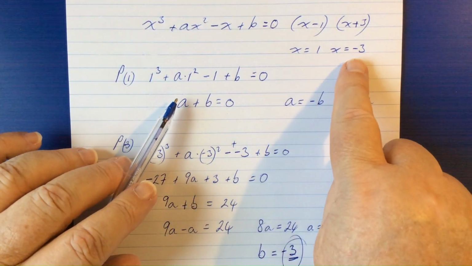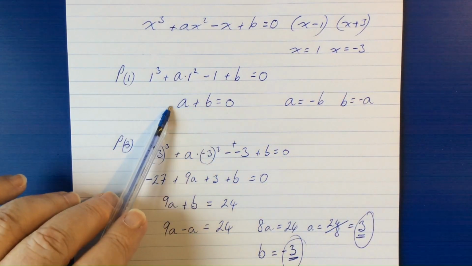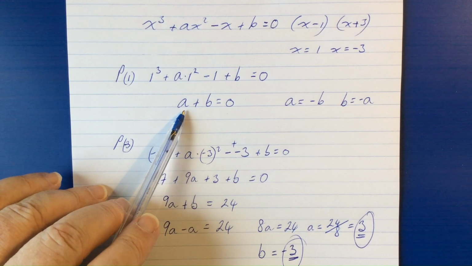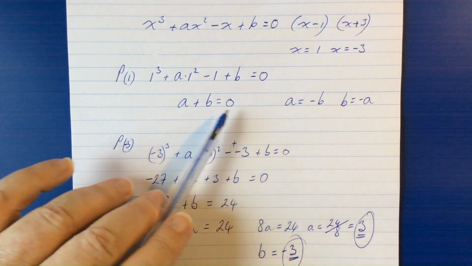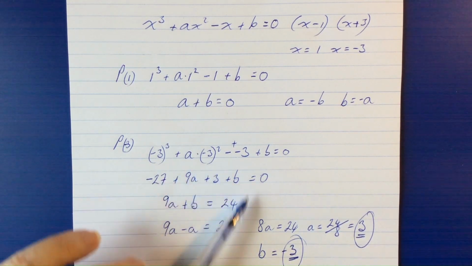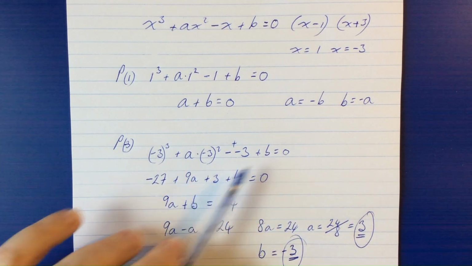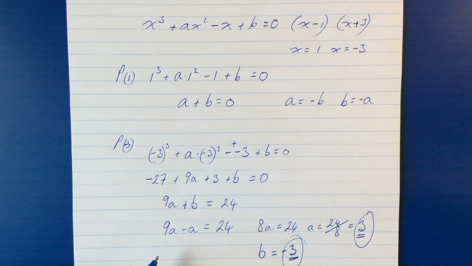Subbing in the two different values. In the case of the first one, I managed to get an expression for A in terms of B and B in terms of A, which proved to be very useful. And then I can just substitute in one of those when I tidy this up. And it becomes quite simple to solve.